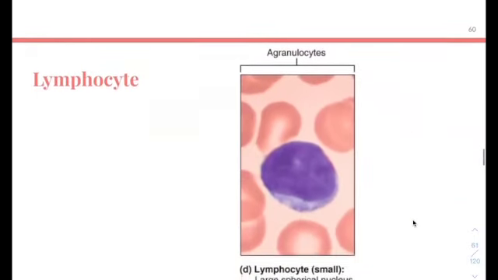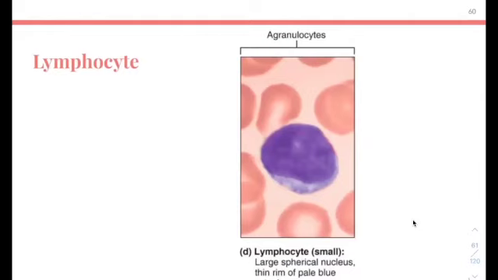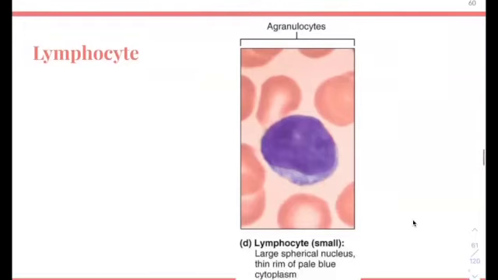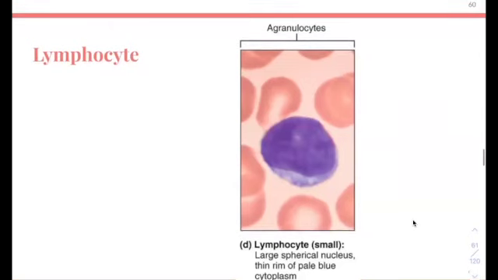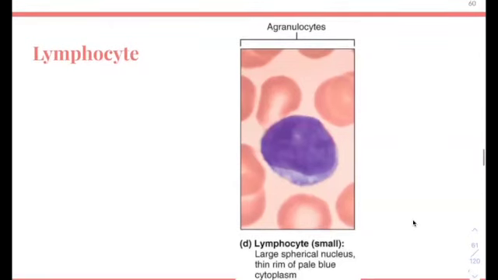So here's our lymphocyte. It has a very large nucleus that kind of takes up most of the cell. And it's very purple versus the lighter purple in the cytoplasm. They say it's a pale blue, but this picture kind of looks more purple to me, at least.